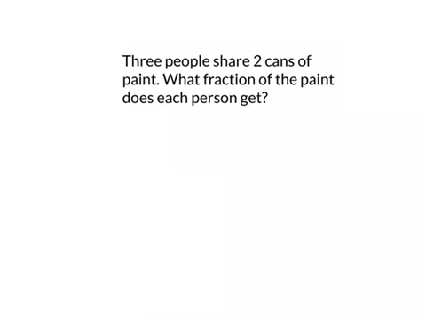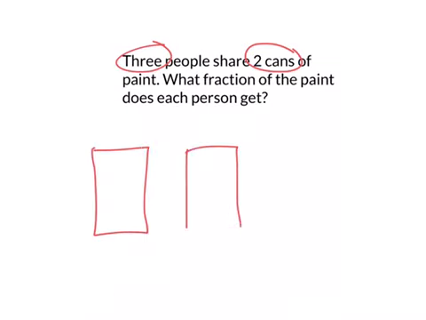So we see right away that there are 3 people and they have 2 cans. So I'm going to draw 2 cans of paint, and since there are 3 people, I'm going to divide each one into 3 sections. Then the 2 cans into 3 sections, we want to know how much one person gets because each means 1. So for one person, I'm going to shade in 1 of each of these sections.